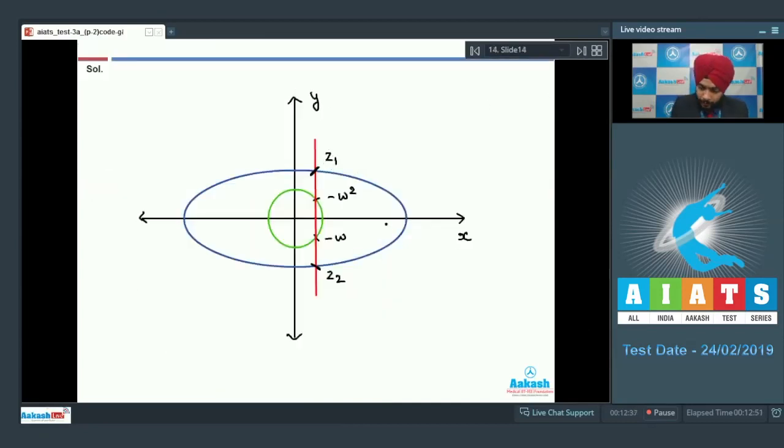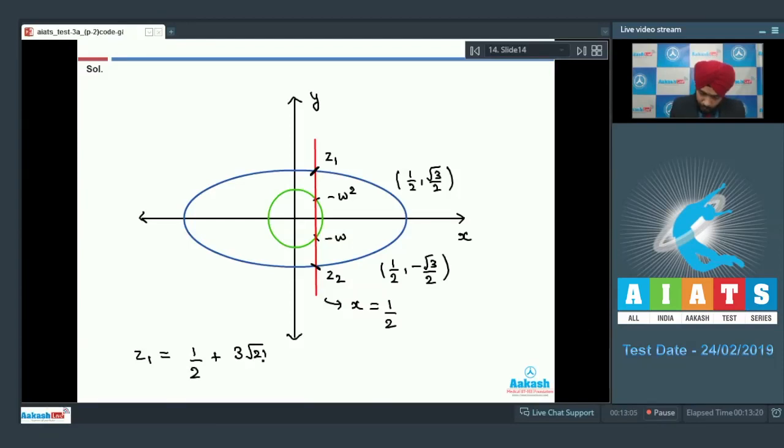Okay, so we know that minus omega square is (1 by 2, root 3 by 2) and this is (1 by 2, minus root 3 by 2) which is minus omega. So the equation of this red line is x equals 1 by 2 simply. Okay, so x equal to 1 by 2 we will solve with the ellipse, we will get the points as z1 equal to 1 by 2 plus 3 root 21 by 4 iota and z2 as 1 by 2 minus 3 root 21 by 4 iota.